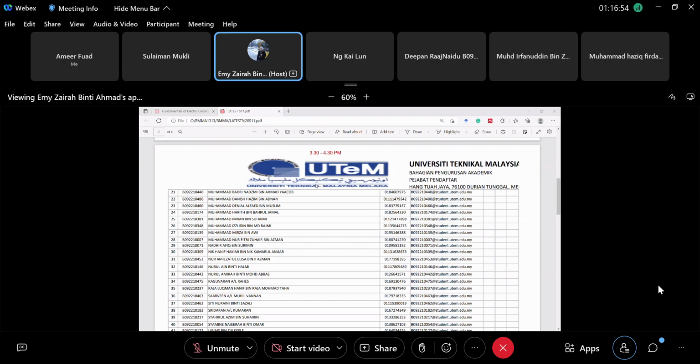Madam, saya ikut jadual section 1-2 sebab saya tak ada travel credit. Macam mana? Ikut berapa? Saya ikut jadual section 1-2.